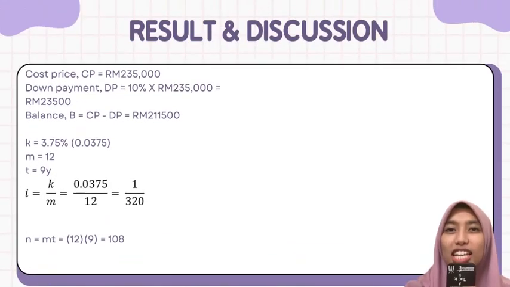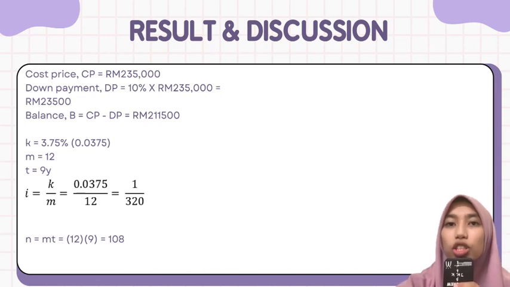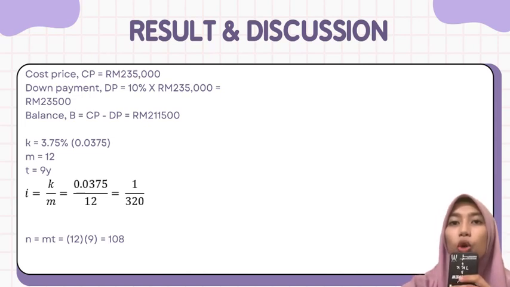Moving on to the result and discussion for annuity. Cost price CP equal to RM 235,000. Down payment DP equal to 10% multiplied by RM 235,000 equal RM 23,500. Balance B equal to cost price minus down payment equal RM 211,500. K equal to 3.75% in bracket 0.0375. M equal to 12, T equal to 9 years, I equal to K over M equal to 0.0375 over 12 equal to 1 over 320, N equal to MT equal to 12 multiplied by 9 equal to 108.